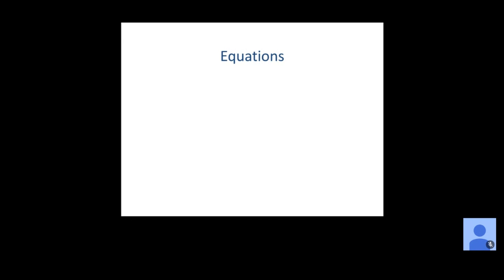Welcome back. This is section 1.5, equations. In this section, we're going to look at different types of equations and how we can find the solutions to those different types of equations.